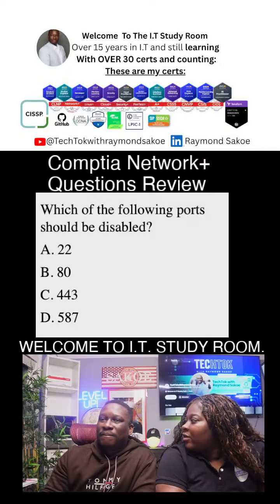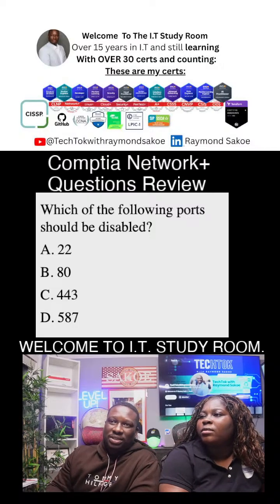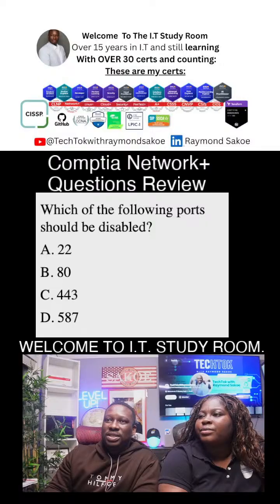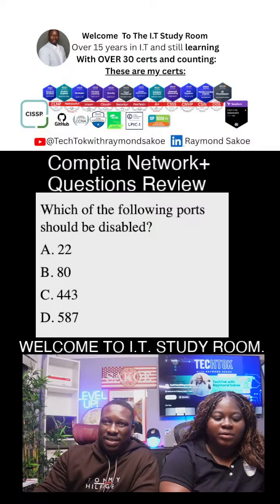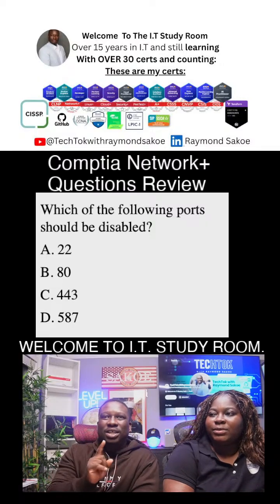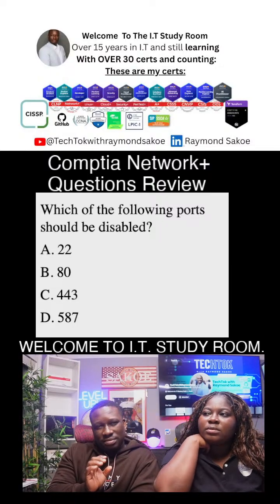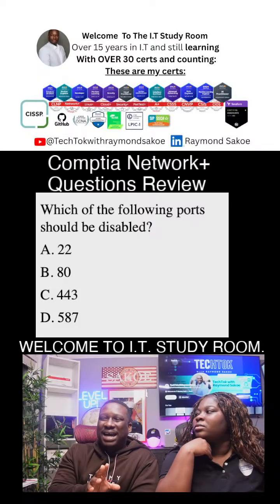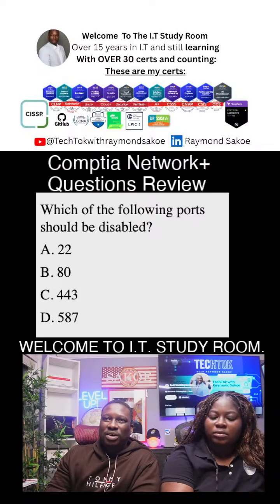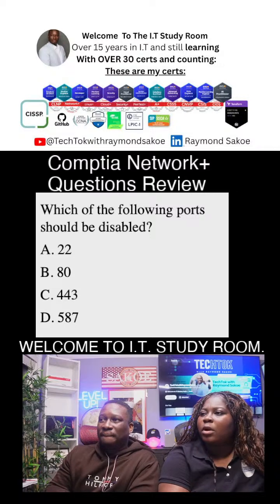Okay, I'm sorry, what was F? 587? Simple Mail Transfer Protocol. Port 587 is the secured version. I think the unsecured version of SMTP is 25. That's 25. The unsecured version is 25. Okay, there you go.